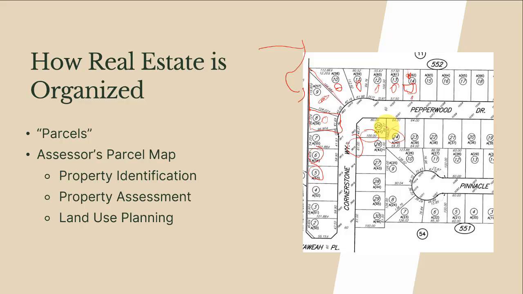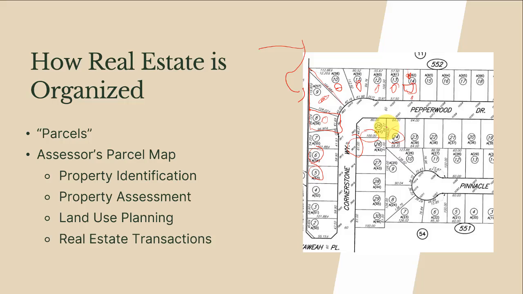So knowing where your property is on the parcel map and how it relates to the zoning is important, because the zoning may be tied to the parcels that are identified. So they work together for land use planning purposes.